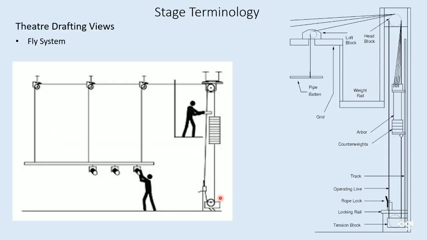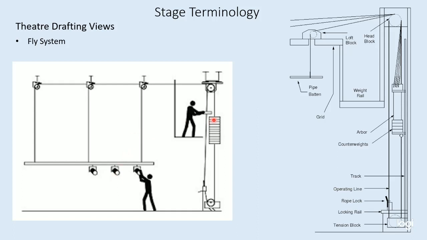Now, the way a fly system works, it's fairly simple. It's just a counterweight system. We're going to hang equipment or scenery or lights or whatever on this pipe over here, and in order for it to be able to fly out, we have to stack an equal amount of weight over here, and this pipe is connected via cables over to this weight stack, and when these two are in balance, then it's really easy for us to fly this up, right?